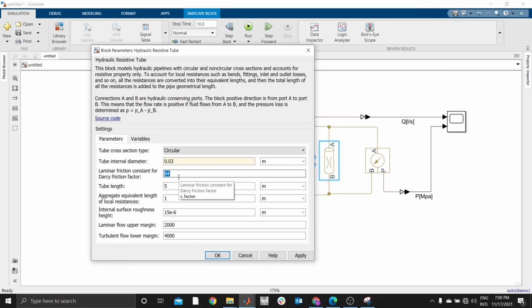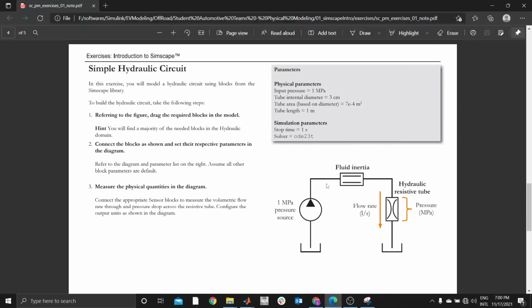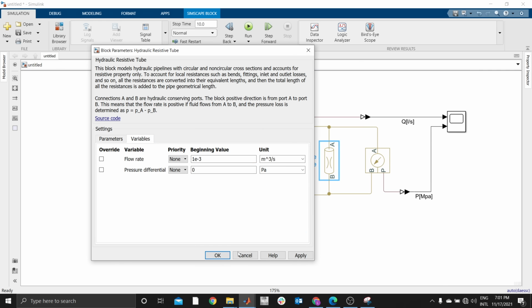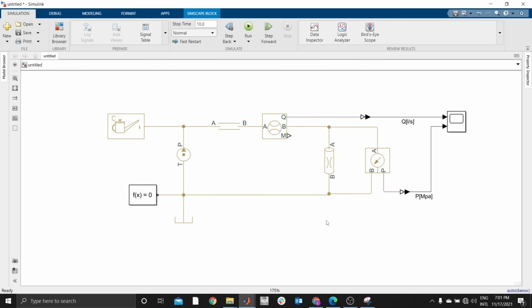Leave this one unless defined. Leave it default. These parameters are already tested. These are just theoretical theories behind the probe. Leave them as a constant unless defined. Tube length, we have said it is 1 meter. Default. Laminar flow 2000, turbulent flow 4000. That makes sense. Okay, leave everything unless defined.